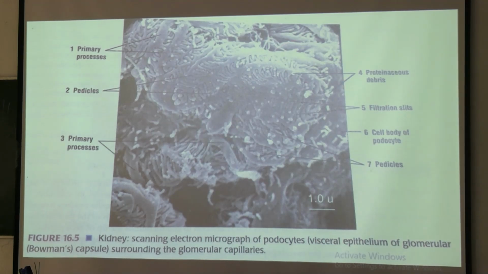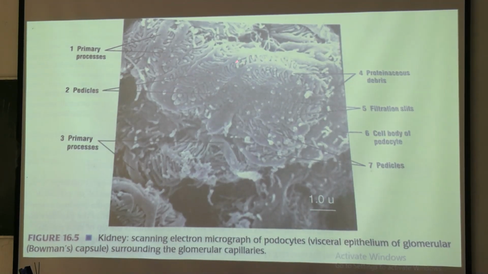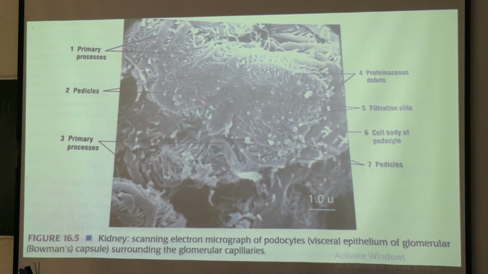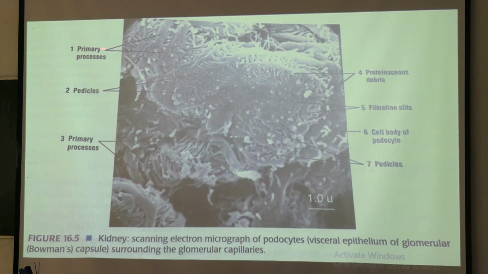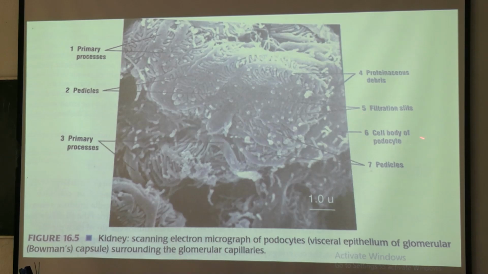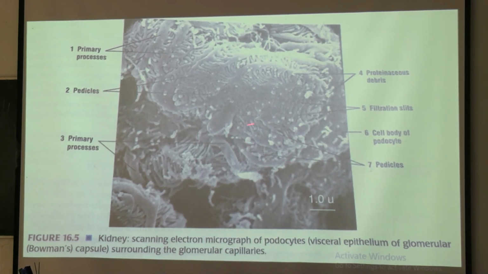See here, this is an electron microscopic view. You can see this interdigitating nature of the foot processes over the capillaries. Understood? You can see clearly the pedicles or processes of the podocytes. There is a primary process, a secondary process like this, and there is some proteinaceous debris, and in between the processes there are filtration slits. Some cell bodies have also been seen, and there are some pedicles.